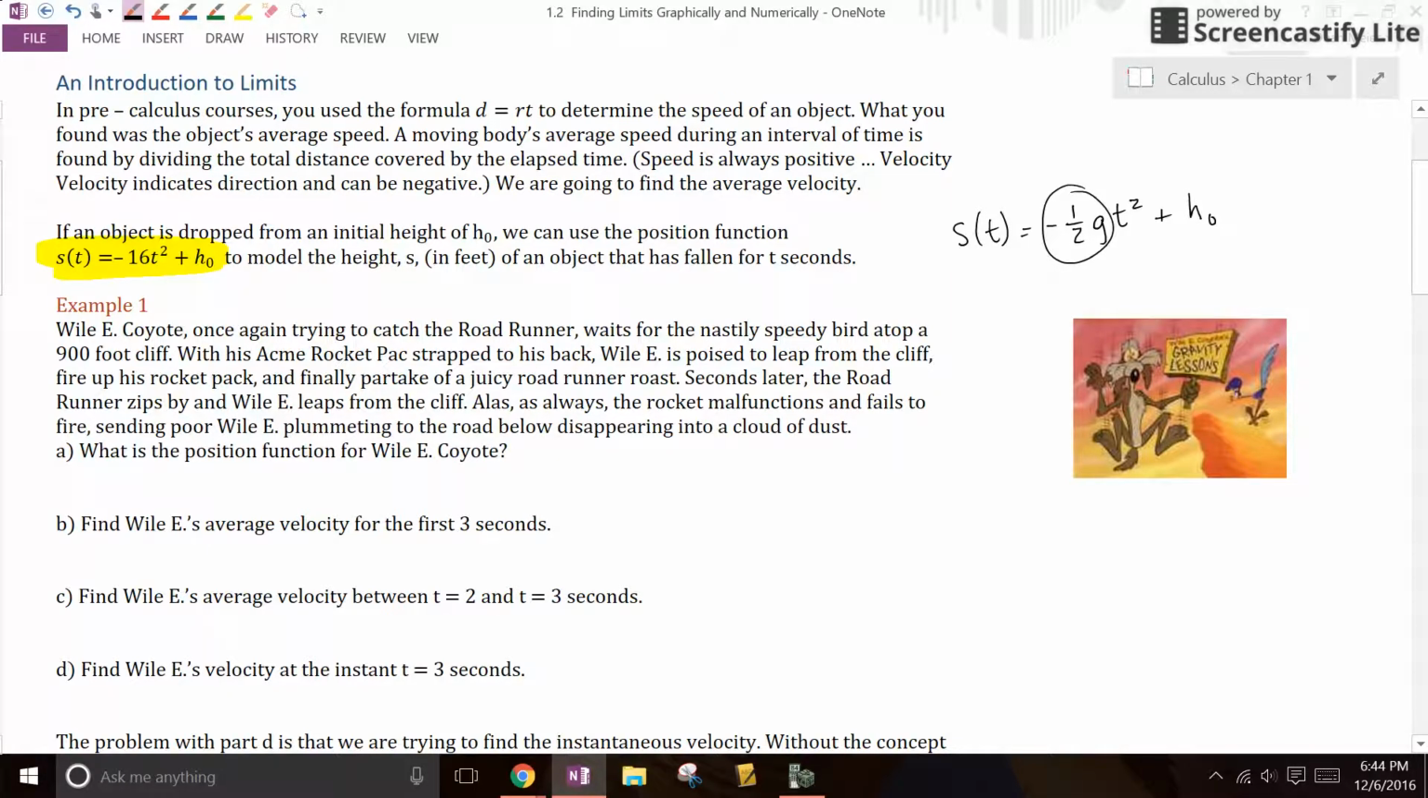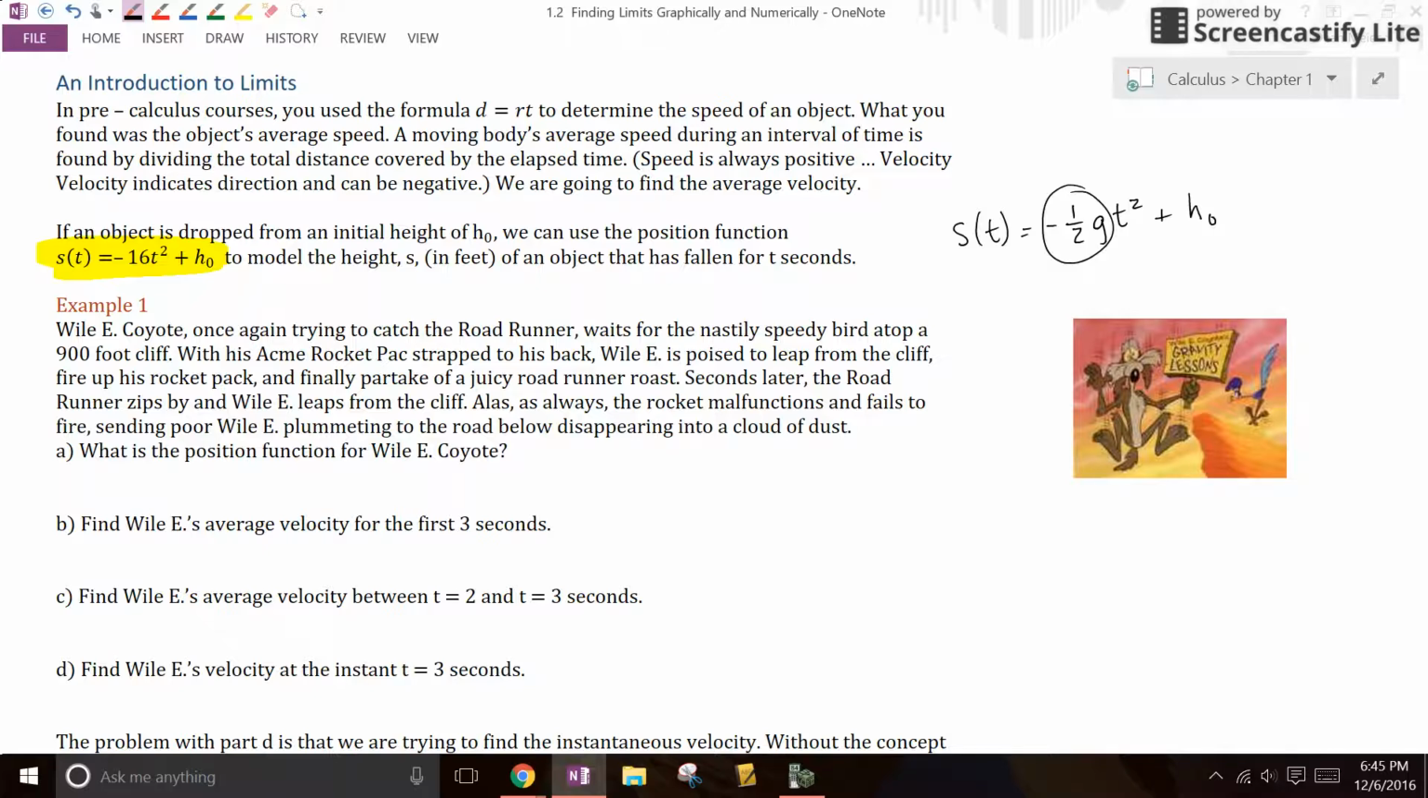Now for us physics people, you probably use 9.8 for your gravity. In math, we use feet because we measure in feet, so we use 32 feet per second squared. And that's where that formula comes from. That's where the -16 comes from, it's -1/2 times gravity, which is 32 feet per second. All right, now that we got that out of the way, there's our formula.